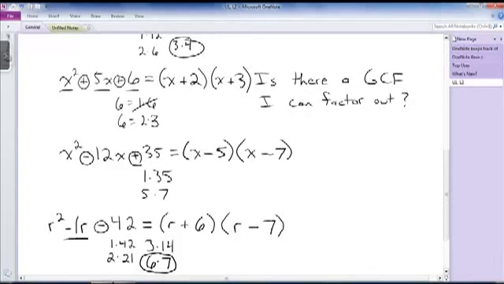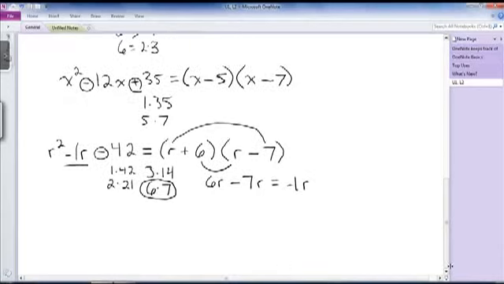Multiply it back out. Think about if you did inner and outer. You would have positive 6R on the inside and a negative 7R on the outside, which does add up to our negative 1R we were looking for. So that works. So that's why that's our answer right there. Super. Alright.